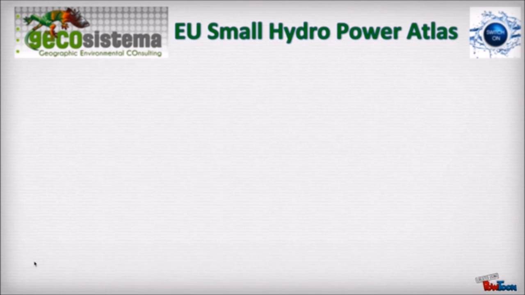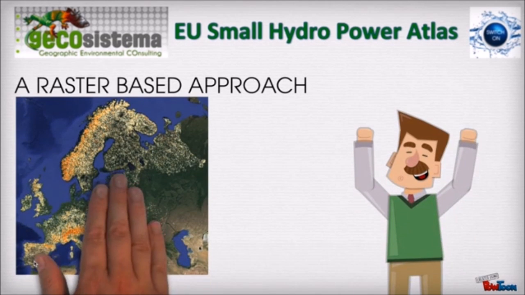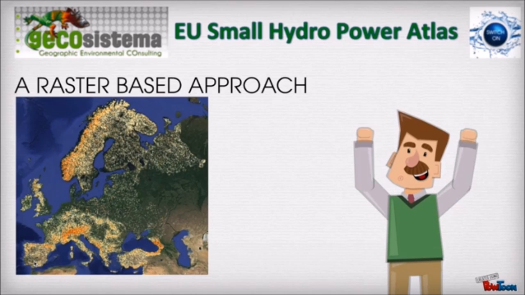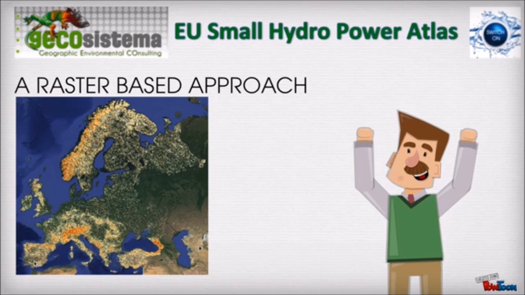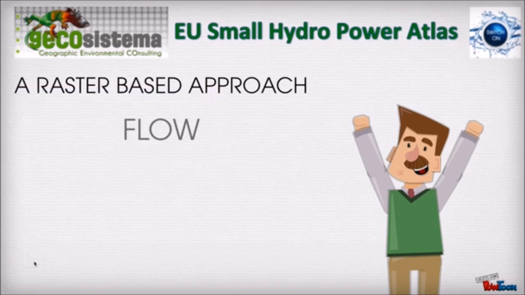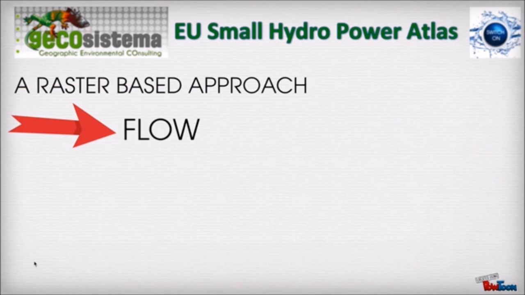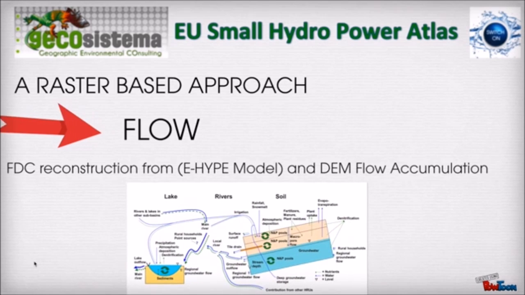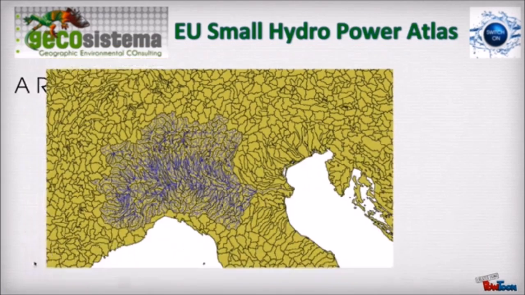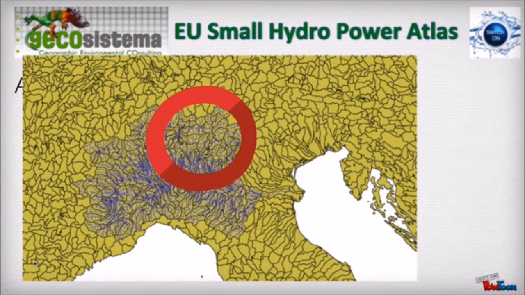The tool is being developed using a raster-based approach. That means that all relevant information comes in the form of a raster map, starting from hydrology. Hydrological information is given at this stage of development by the EHYPE model, a hydrological model prepared by the Swedish Meteorological and Hydrological Institute, that gives hydrology all across Europe on a basin or sub-basin level.